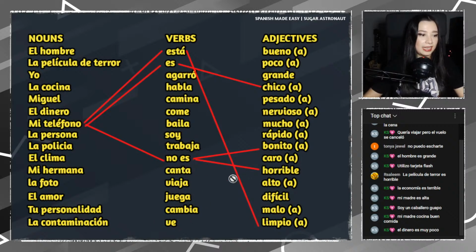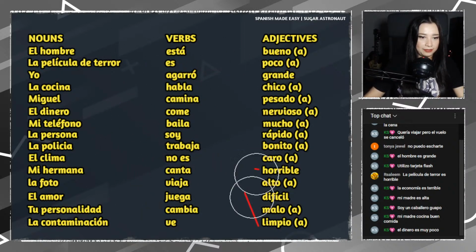That's right, el dinero es muy poco. That's right. So we have some options there, and all of that works pretty good. Let's move on because we have quite a few nouns left.